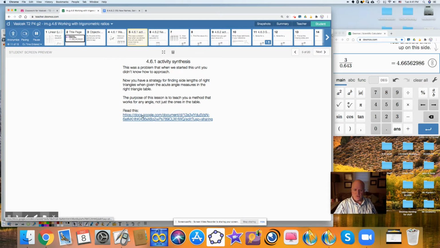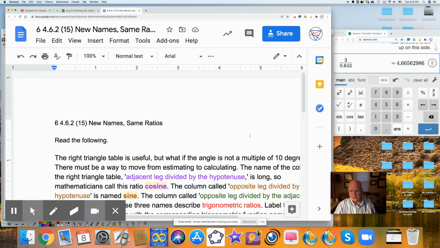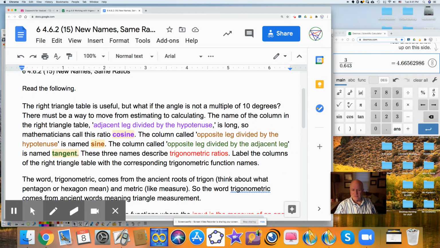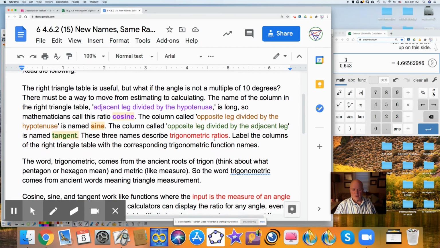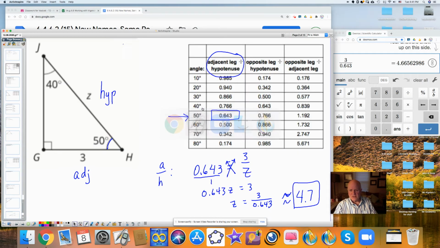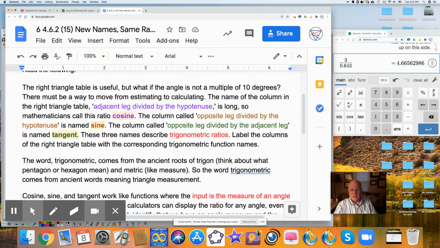So if we read this article, I'm going to read it out loud because it's that important. The right triangle table is useful, but what if the angle is not a multiple of 10? There must be a way of estimating or calculating. The name in the column of the right triangle, adjacent leg divided by the hypotenuse, that's this one, is what mathematicians call the cosine.